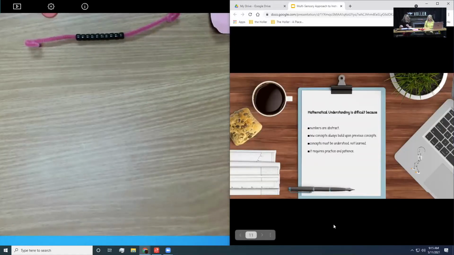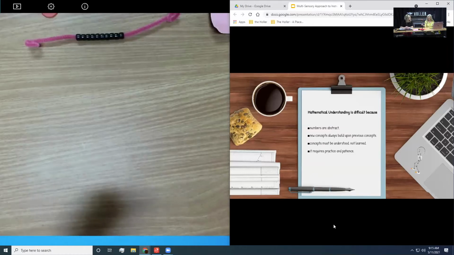Okay, so now let's talk about the difficulty with math, understanding that and why it's so difficult for some of our students. First of all, numbers are so abstract. We have to intentionally put the number, like the number 5, what 5 looks like, the amount. We have to be intentional about that because parents are really good about teaching the kids to count, because that's the thing you want them to do. 1, 2, 3, 4, 5.